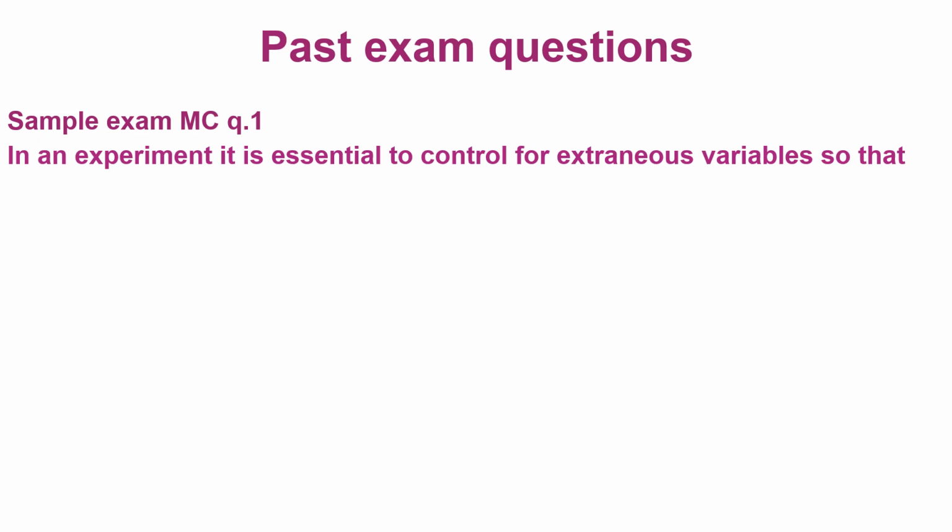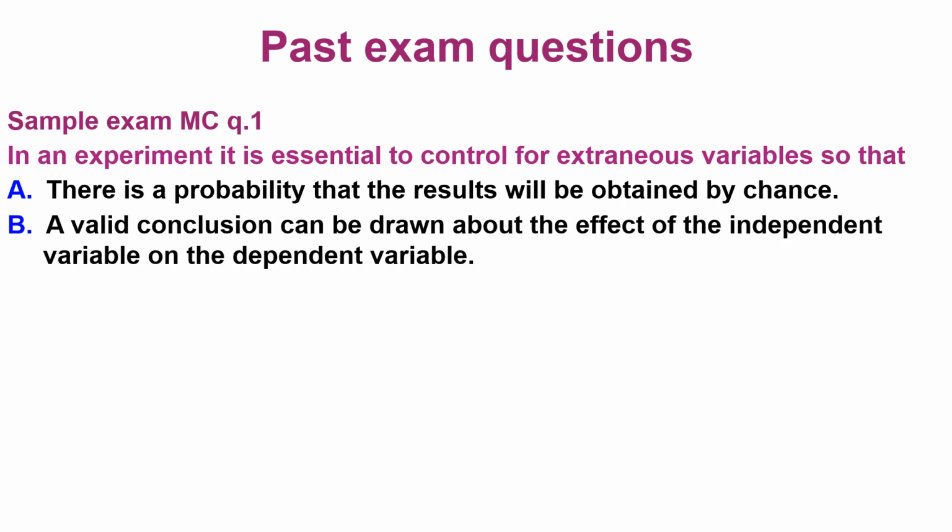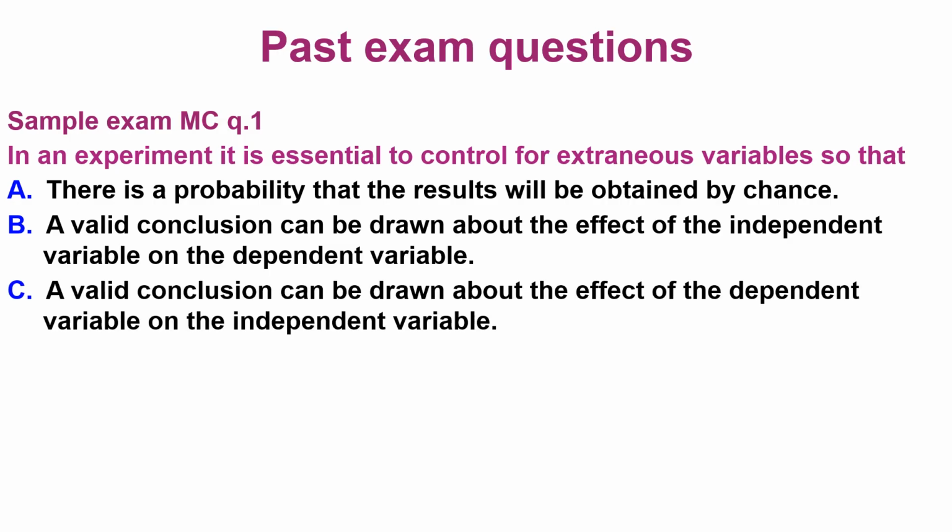So from VCA, in an experiment, it's essential to control for EVs so that A, there's a probability that the results will be obtained by chance. No, we actually want to reduce the likelihood that the results are due to chance, because that's going to undermine the validity of our findings. B, a valid conclusion can be drawn about the effect of the manipulation of the IV on the DV. That's a good, robust explanation there.